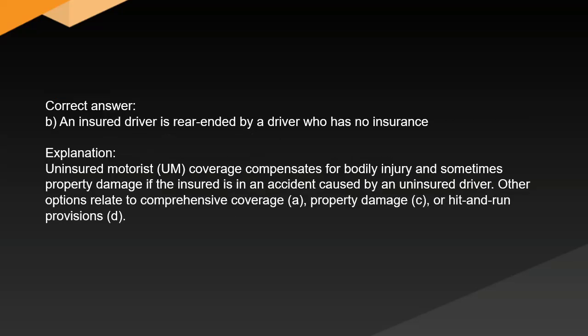Correct answer. B. An insured driver is rear-ended by a driver who has no insurance. Explanation. Uninsured motorist coverage compensates for bodily injury and sometimes property damage if the insured is in an accident caused by an uninsured driver. Other options relate to comprehensive coverage, A. Property damage, C. Or hit and run provisions, D.